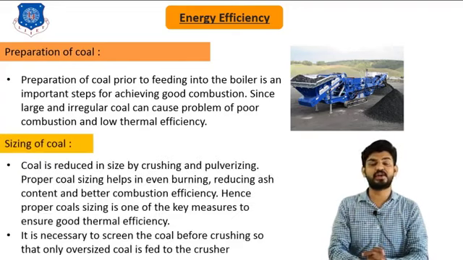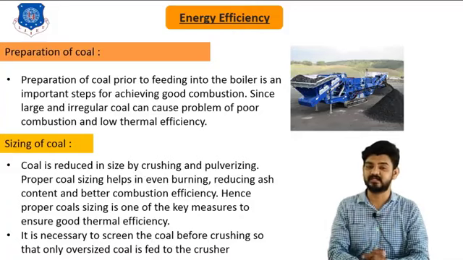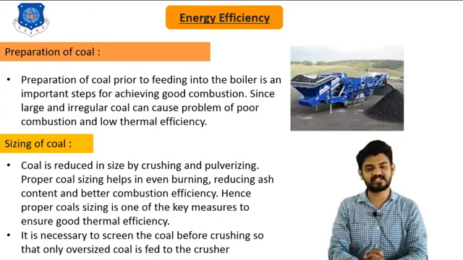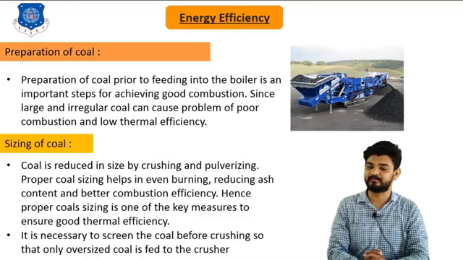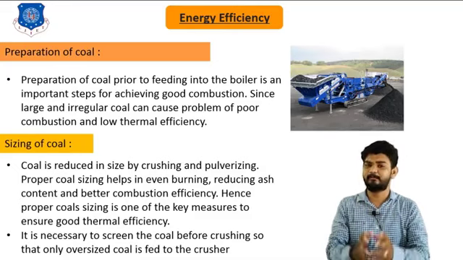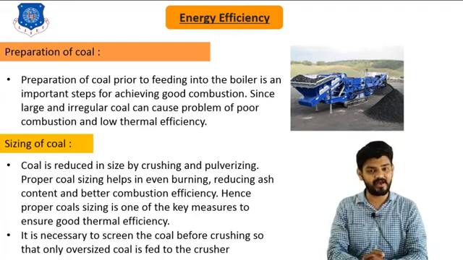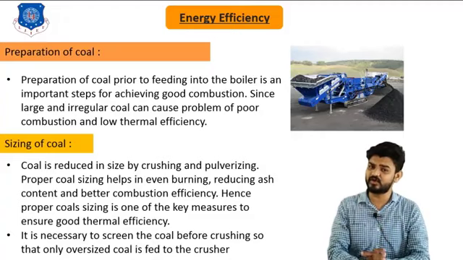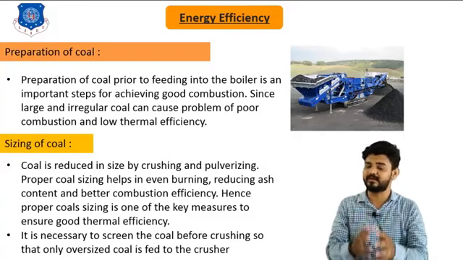Coal is reduced in size by crushing and pulverizing. So we perform crushing and pulverizing operations on coal to reduce its size. The proper coal size helps in even burning, reduces ash content and gives better combustion efficiency. Hence, proper coal size is one of the key measures for ensuring good thermal efficiency. The proper size of coal is a very important factor for the efficiency of the combustor. If we feed larger coal, it will take time to burn and will reduce the efficiency of the combustion reaction.